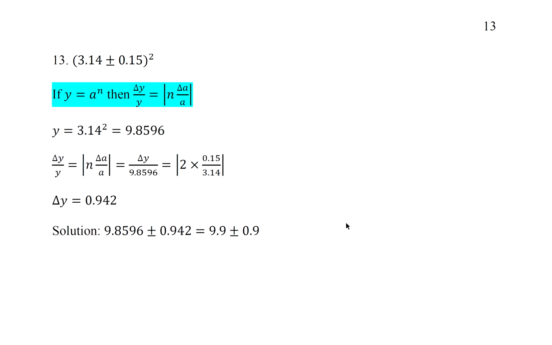So the first step is to find y. So we're going to determine 3.14 squared. Then the second step is to plug in everything to the equation to find delta y. So remember, the uncertainty should be one significant figure.